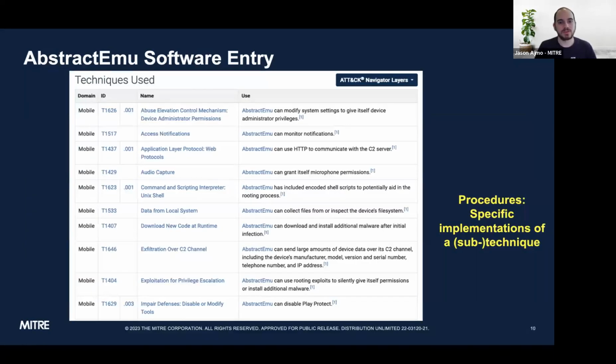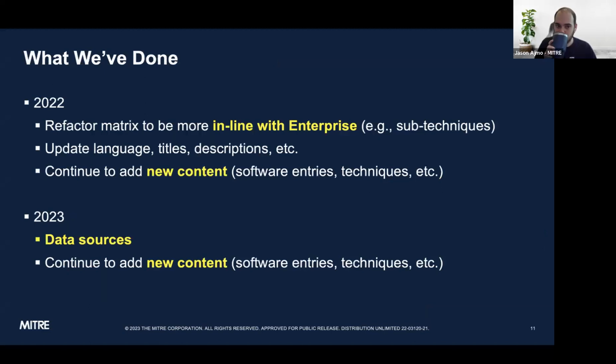And of course, with each software entry, we have our technique mappings. We also call them procedures, which you can see on the right there, which are a specific implementation of techniques and/or sub-techniques. So we can see some of the behaviors here. It can monitor notifications. It can grant itself microphone permissions and record from the microphone, and it uses shell scripts to aid in the rooting process. And there you can see our impair defenses that we talked about earlier. On the bottom, it can disable Play Protect to hopefully avoid being detected.